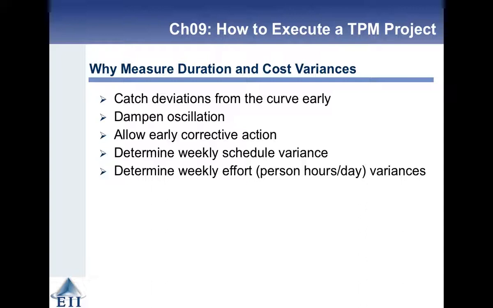So why do we measure duration and cost variances? We do it because we can catch deviations early, and the earlier you can catch changes or problems, the easier it is to fix them. You can dampen down oscillations. Sometimes things get out of control and they oscillate, so that's another reason to do it. Knowing there's a problem means you can take corrective action early, and you can determine weekly schedule variance and weekly effort variances.